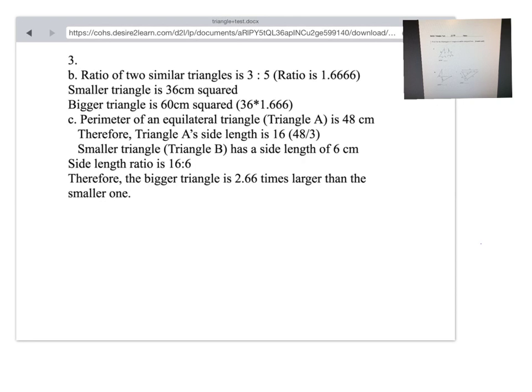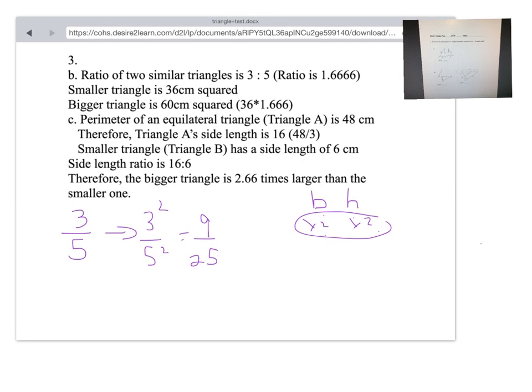Starting with 3b, if the ratio of the two similar triangles is 3 to 5, then the ratio of their areas is going to be 3 squared to 5 squared, or 9 to 25. That's how it works, because if you're going to do something to two different dimensions, like a base and a height, then you're doing it in a squared fashion. If you're multiplying something by 2, then you would have base times 2 and height times 2, so the overall effect would be times 2 times 2, which would actually end up being times 4, or 2 squared. And so when we're dealing with area, we always square the ratio.